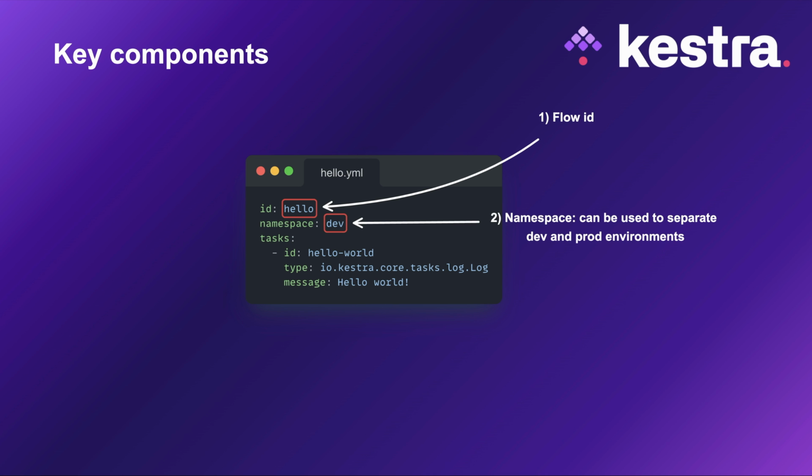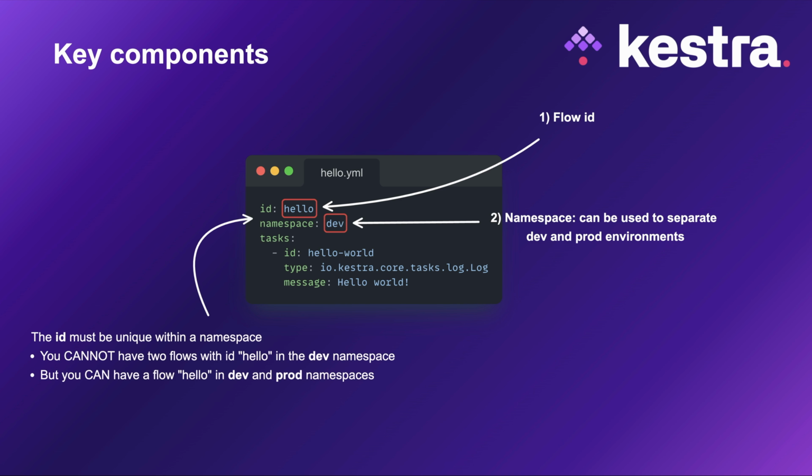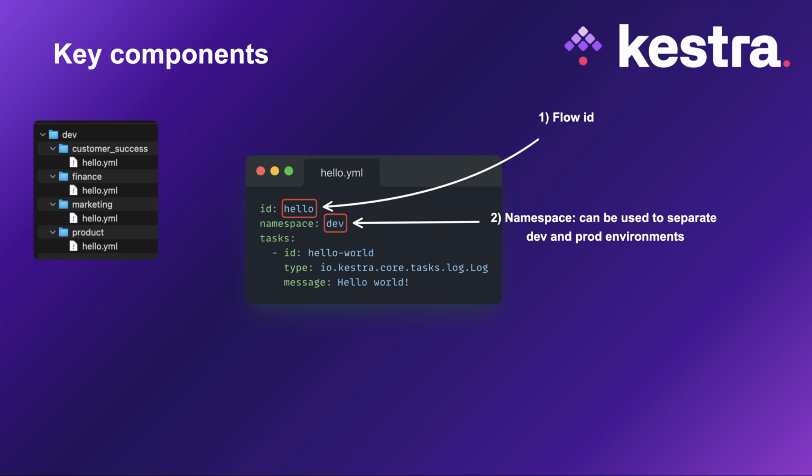Namespace can be used to separate development and production environments. The ID of the flow must be unique within a namespace. You cannot have two flows with ID hello in the development namespace, but you can have a flow hello in the development and production namespaces at the same time. You can think of a namespace as a folder for your flows.